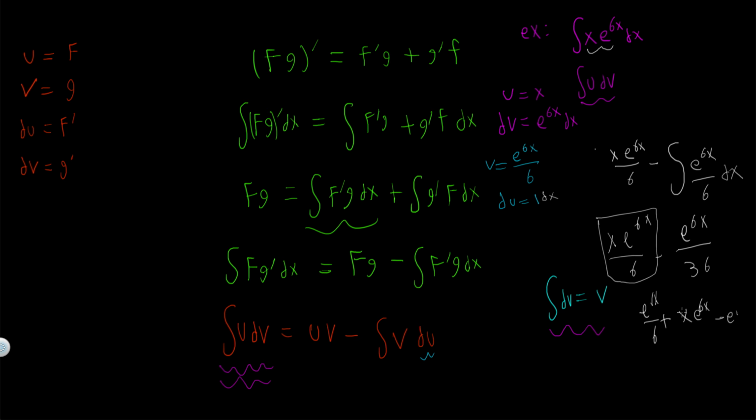Wait, I think we forgot something here. Let's see. Oh, no, sorry. So it's e to the 6x over 6, right? If we simplify that, we get e to the 6x over 6. And this is actually very, very good because e to the 6x over 6 cancels with this e to the 6x over 6. Those two go away. And we're left with x e to the 6x. So our answer is correct. And again, the reason is that the derivative of this integral was the integrand. And that's how we checked our answer.